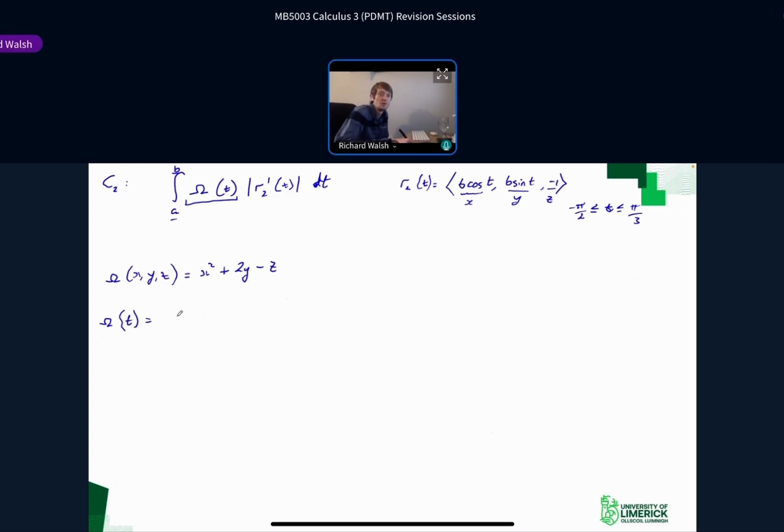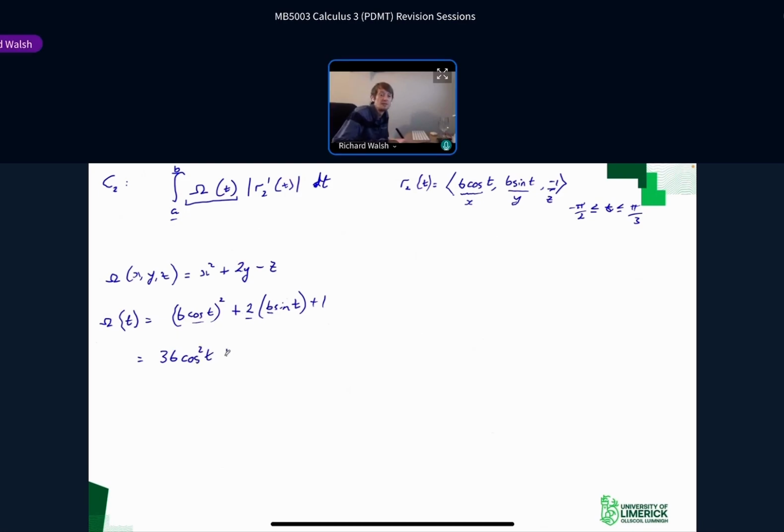So x squared will be 6 cos of t to be squared, plus 2 times y is 2 times 6 sine of t, minus z is minus times minus 1, which is plus 1. Now we'll square out and tidy up whatever we can. 6 squared is 36. Cos of t to be squared is cos squared of t.